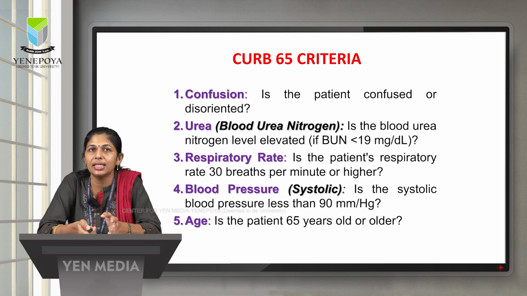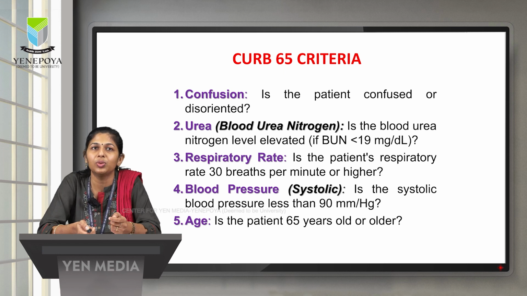As we have already seen, C stands for confusion. Is the patient confused or disoriented? How do we know? You can ask some questions to the patient. If the patient is not responding properly, you can assume the patient is in a confused state. For that type of patient you can give a score of 1.